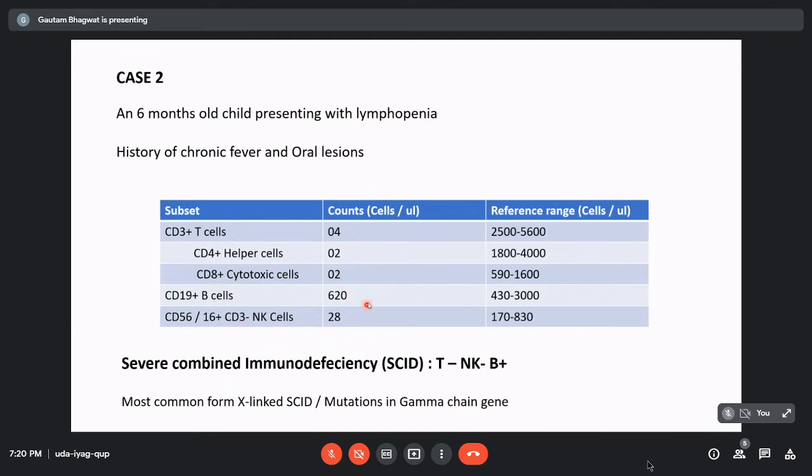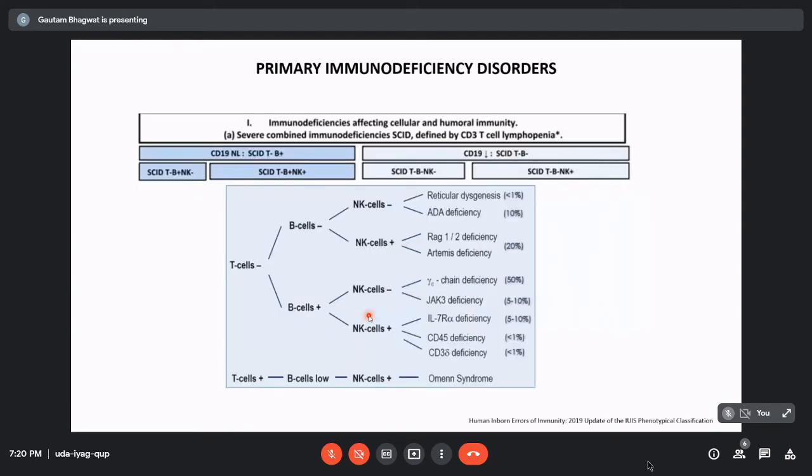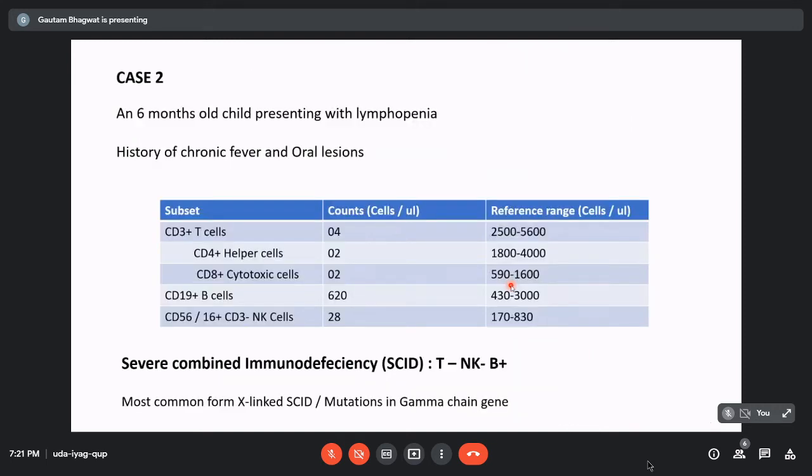If we see CD19 positive B cells, the number is within the normal range for that age and sex. So the B cells are present, but if we see CD56 positive, CD3 negative NK cells, again they are markedly depleted. So if we go back to this chart, this case is T cells negative, B cells positive, and NK cells negative, and this is a gamma chain deficiency, which is seen in almost 50%. This is the most common immunodeficiency, the SCID T minus NK minus B positive, which is the X-linked SCID, which has mutations in the gamma chain gene. Further we can do genetic testing to confirm whether this is X-linked SCID or not. So this is how we use the TBNK tube to screen for primary immunodeficiency disorders.